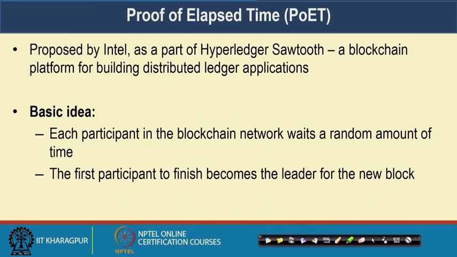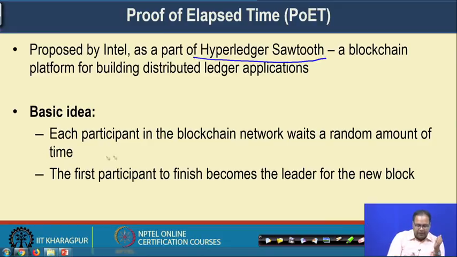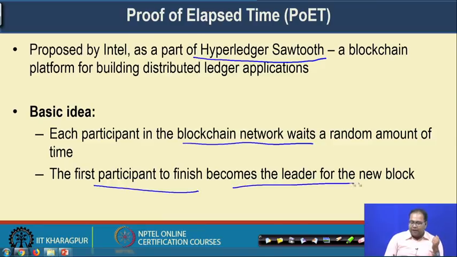There was another consensus algorithm which was proposed by Intel as a part of the Intel blockchain environment, which is called Hyperledger Sawtooth. That algorithm is called proof of elapsed time. So, the idea of proof of elapsed time is very simple: each participant in the blockchain network waits a random amount of time. The first participant to finish becomes the leader for the new block. So, you actually make a randomization among the miners.